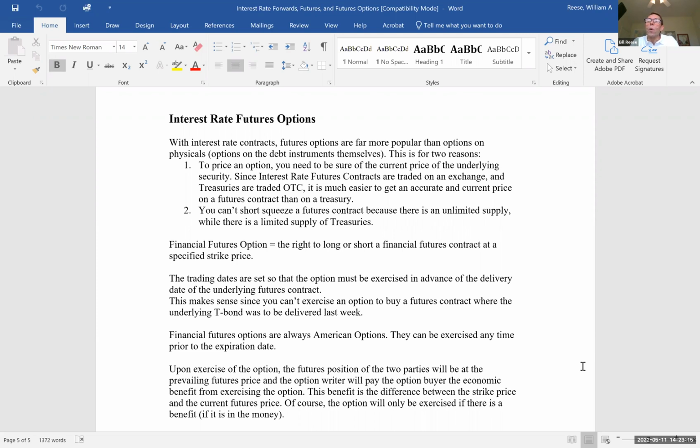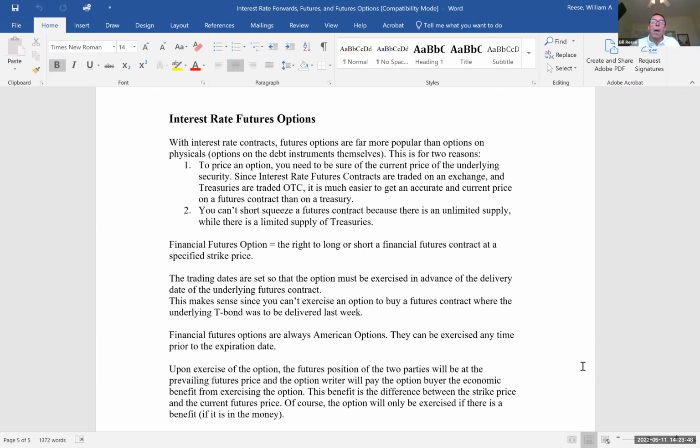Second, whenever you have options, there's always the possibility of a short squeeze if there's not an unlimited supply of the underlying security. There is a limited supply of bonds out there, but there's an unlimited supply of interest rate futures contracts, because anybody can enter into an interest rate futures contract at any time. It's not like there's a supply of it. You can always enter into it. You just have to get somebody else to be on the other side of it. So it eliminates the possibility of a short squeeze there.